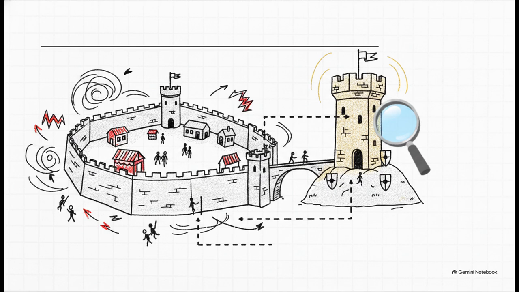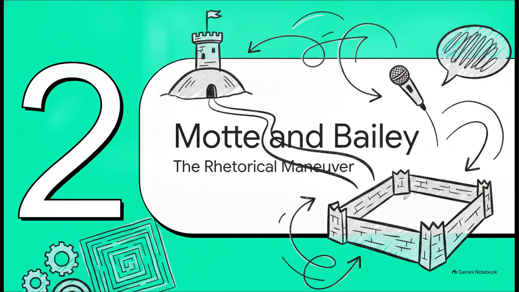When attackers swarmed the Bailey, everyone just retreated up to the Mott. Well, in a political debate, this exact same thing happens. A controversial policy is the Bailey. When it inevitably gets attacked, the defender retreats up the hill to a safe, universally accepted moral claim, the Mott. Which brings us to Section 2, the Mott and Bailey maneuver.